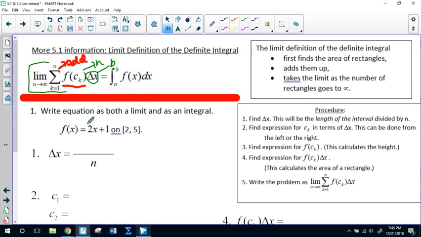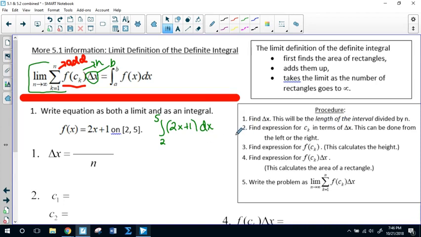So we're going to look at example 1, and we're going to do the integral part first. So the bounds are from 2 to 5. So those go here. The function goes inside, 2x plus 1, and then dx goes here. Done. So writing it as an integral is easy. Writing it as a limit is a little bit trickier. So we're going to follow this procedure over here. Remember, this is not in your book, so please make sure you're taking these notes down.